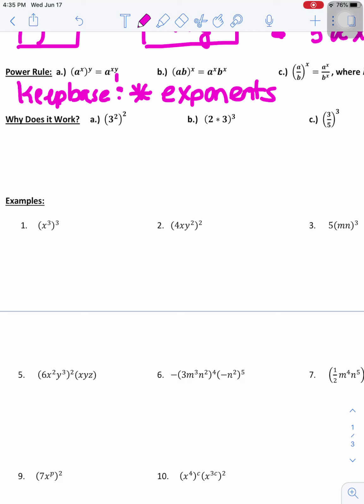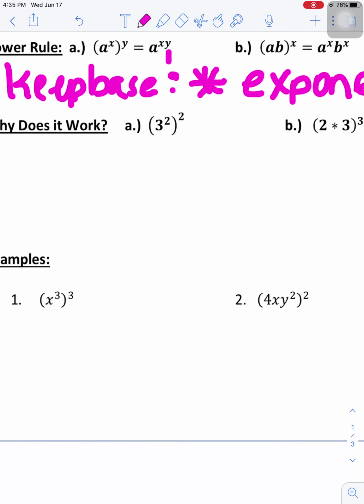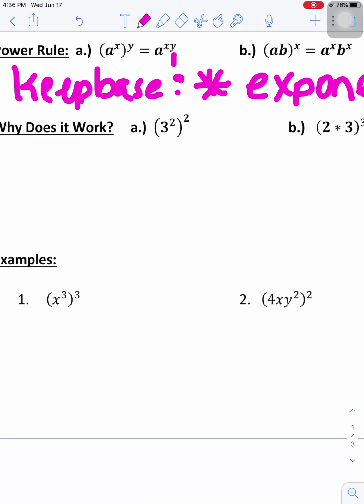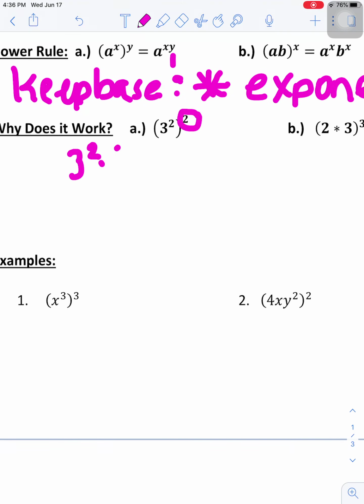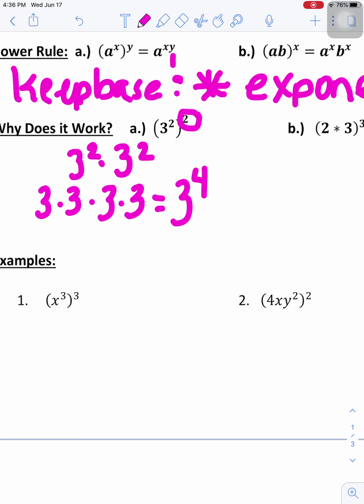Now, let's go underneath the section where it says, why does it work? And notice I have 3 squared to the 2nd. Well, let's break down the outer exponent and what that means. If we have that outer exponent, it means that we have 3 squared times 3 squared. Well then, if you break down each of those, the first 3 squared is 3 times 3, and the second 3 squared is 3 times 3. Well now, if you put it back together to simplify it, that's 3 to the 4th power. So notice you're keeping the base and you're multiplying the exponents in this case.